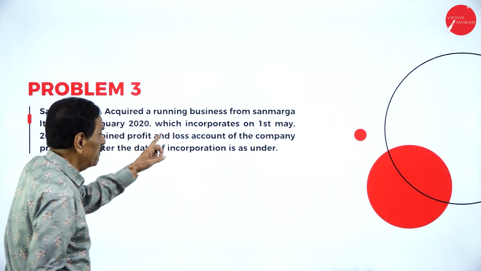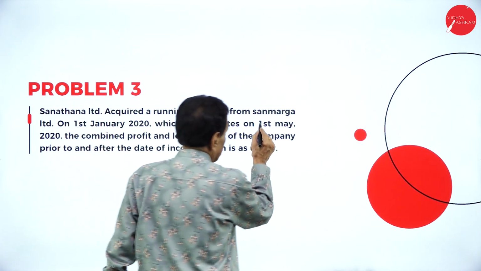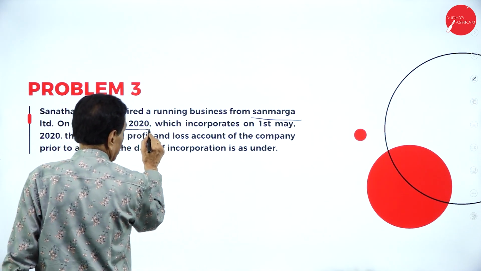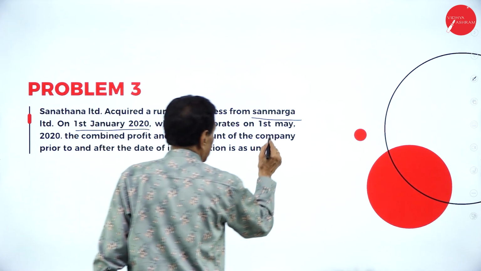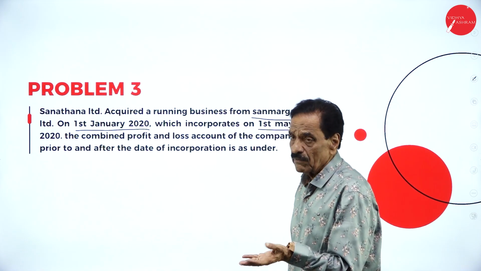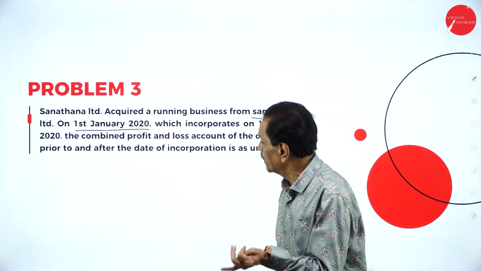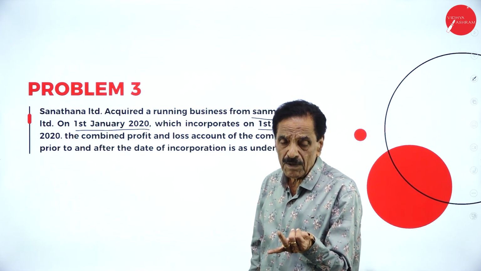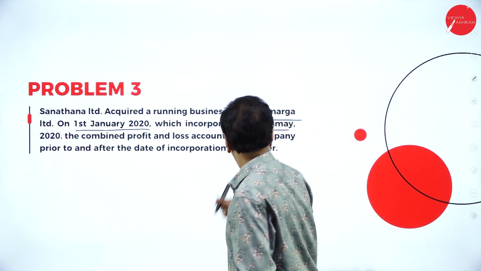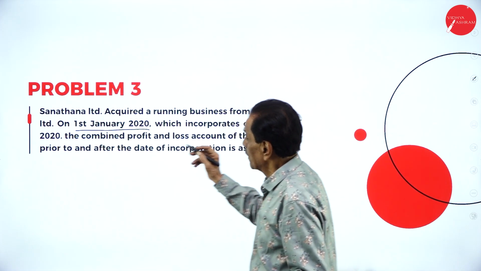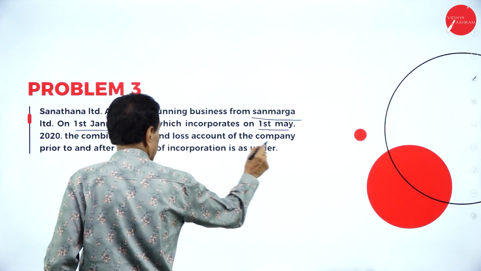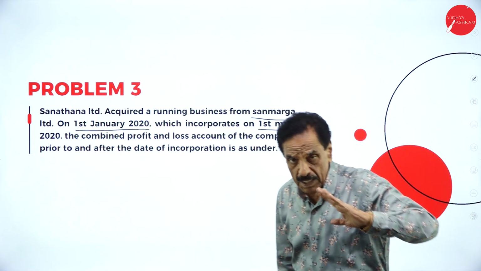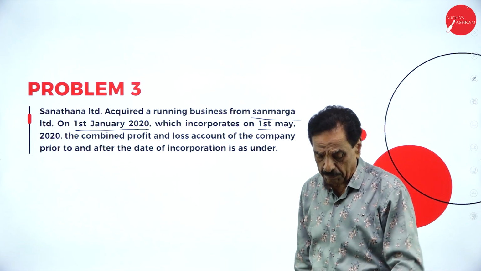Sanatana Limited acquired a running business from Sanmarga on 1st January 2020, which was incorporated on 1st May. So January, February, March, April, May. 1st May means the first 4 months. Then the combined profit and loss account of the company prior to this is given. They asked us to prepare the pre-incorporation and post-incorporation statement.